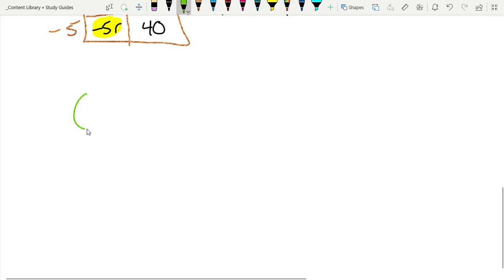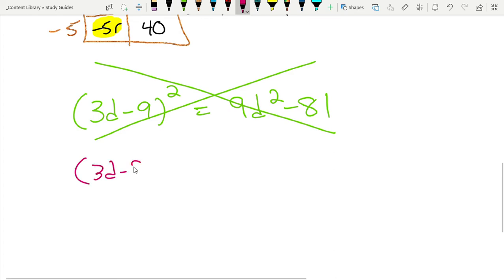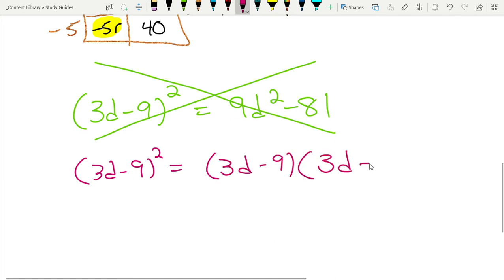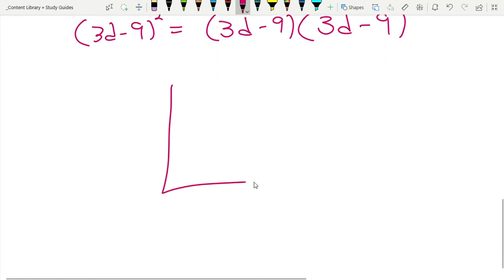Because a lot of people think that (3d - 9) squared, they just square each thing. They think it's 9d squared minus 81, which it is not. And here's the reason why. When we write (3d - 9) squared the long way, that's really (3d - 9) times (3d - 9). So now let's use the box and see what happens.